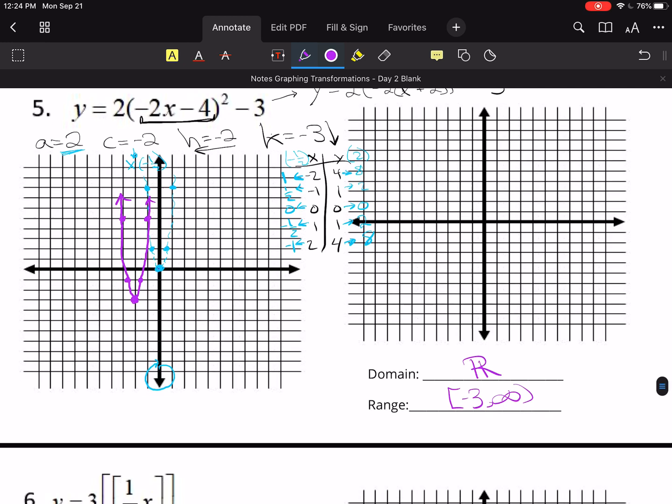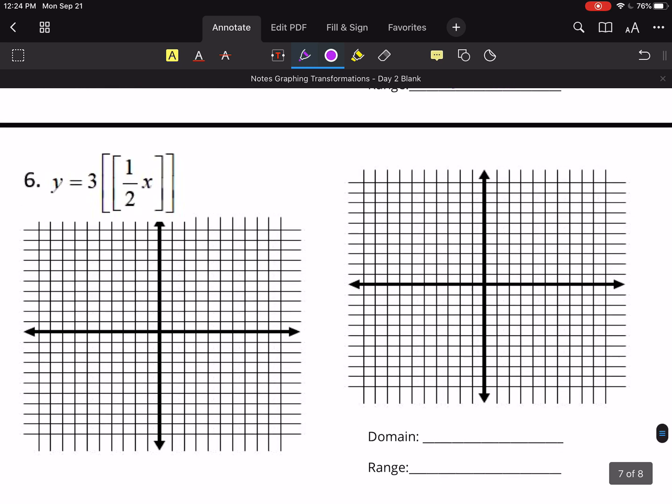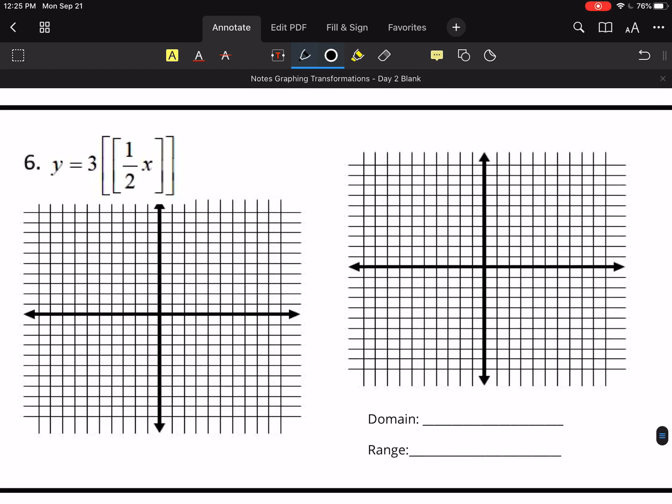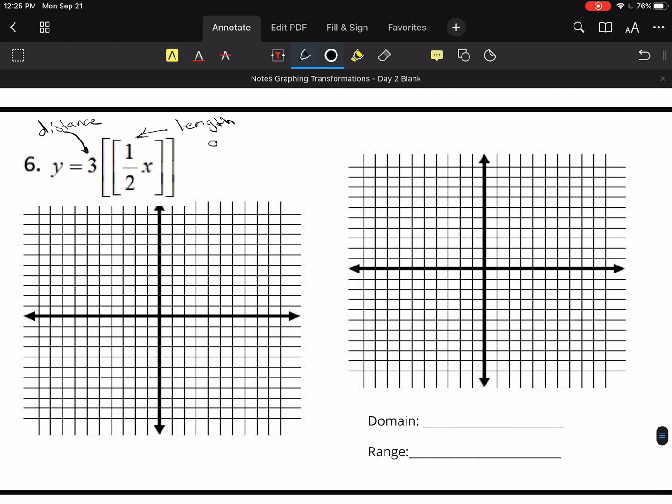But now we're going to talk about my integer function, okay, and how we handle a and c in the problem. So if you remember from last video, I kind of talked about what a and c does to the integer function. So remember that a represents the distance between each step, so how far I have to jump up or down, okay? And then the c value, right, represents the length of each step, okay? And again, when it's on the inside, you think about the reciprocal.